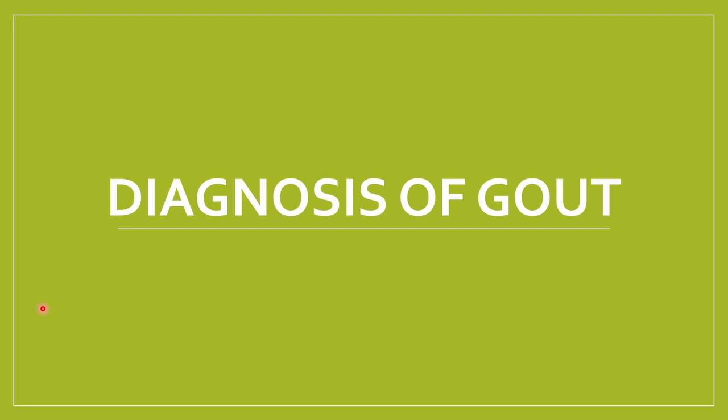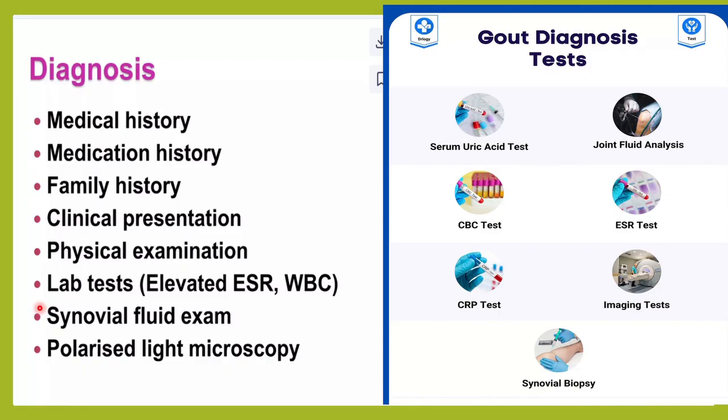And in today's class, let us discuss the diagnosis of gout. So how do we diagnose gout? That is done with the help of the medical history, the history of any drug intake, medications, family history, clinical presentation, physical examination, lab tests, synovial fluid examination, polarized light microscopy, and sometimes synovial biopsy. All this will aid us in the diagnosis of gout.